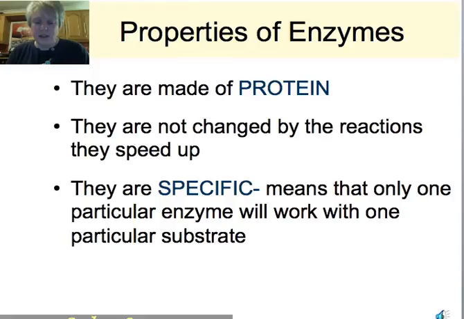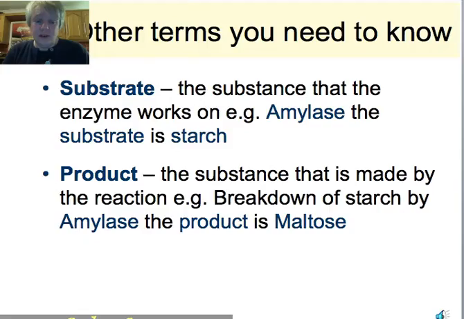Enzymes are known as specific. That means that only one particular enzyme will work with one particular substrate. And I'll just go over some of the terminology that you need to know for that. What do we mean by a substrate? Well, a substrate is the substance that the enzyme works on. And the example that I've got here is an enzyme that's called amylase. And the substrate for amylase is starch.